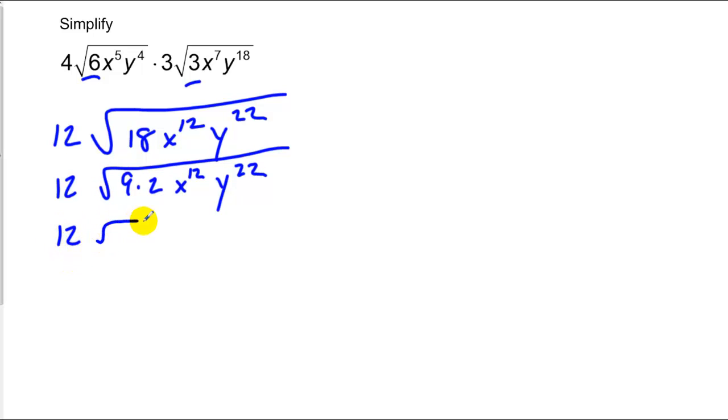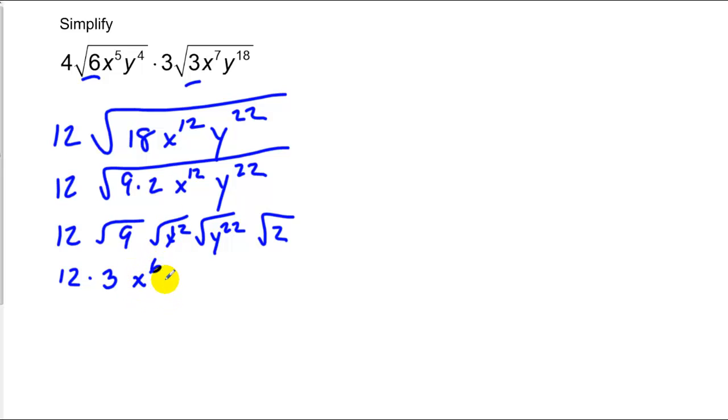And now I'll break this up. That's the square root of 9, square root of x to the 12th, square root of y to the 22nd, and the square root of 2. I have 12 times the square root of 9, which is 3, the square root of x to the 12th, which is x to the 6th, square root of y to the 22nd, which is y to the 11th, and the square root of 2. 3 times 12 is 36, x to the 6th, y to the 11th, root 2.